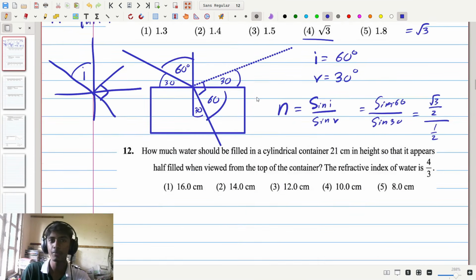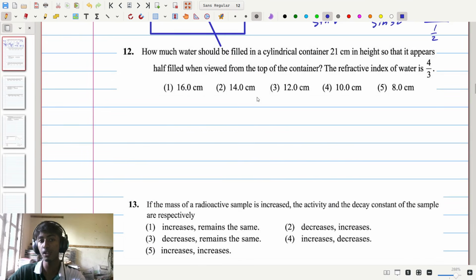Now anyway, moving on to the next question, question number 12 says, how much water should be filled in a cylindrical container of 20 centimeters in height so that it appears half filled when viewed from the top of the container? And they say the refractive index of water is 4 over 3.